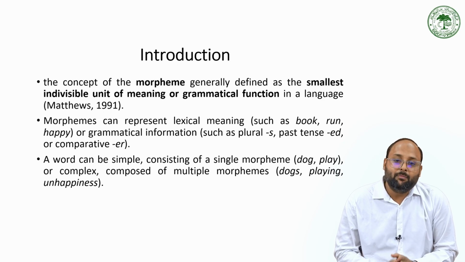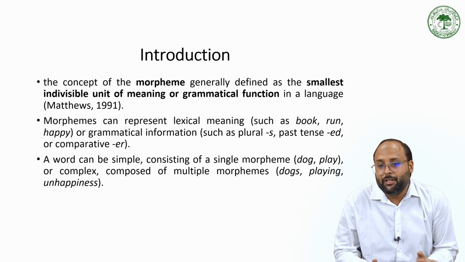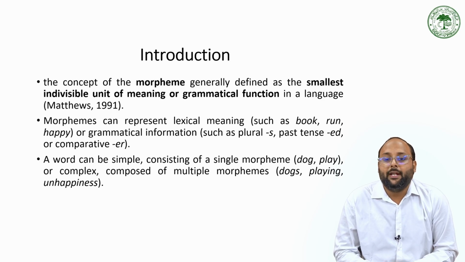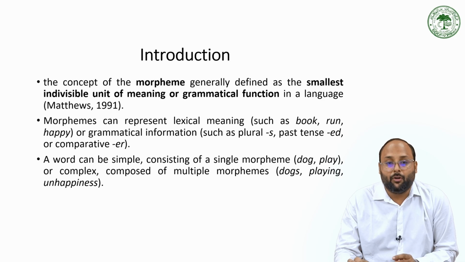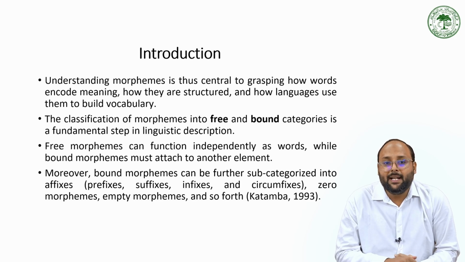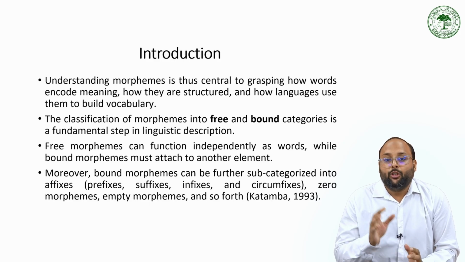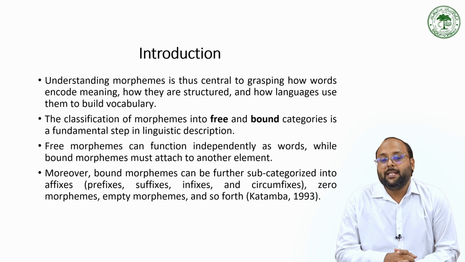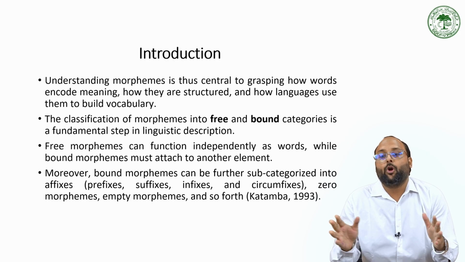A word can simply consist of a single morpheme, that is dog, play, or it can also have complex morphemes, meaning more than one morpheme, like dogs, playing, and happiness. So these words have more than one morpheme. Understanding morphemes is thus central to grasping how words encode meaning, how they are structured, and how languages use them to build vocabulary. Therefore, we can classify morphemes into two broader categories.